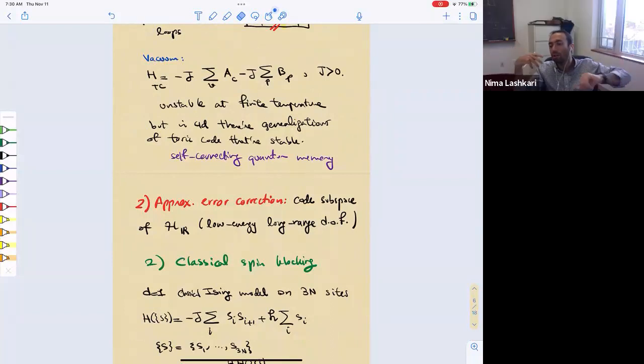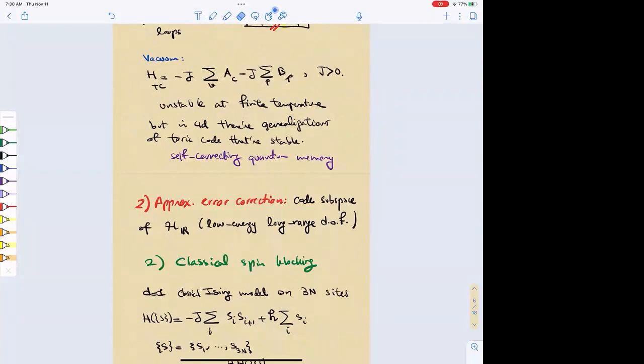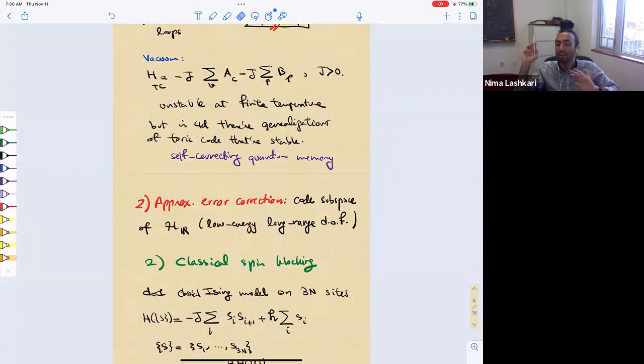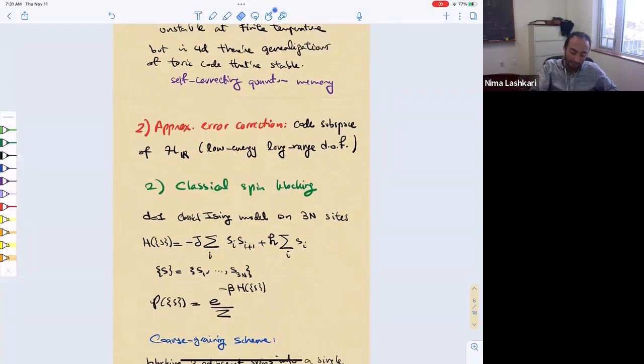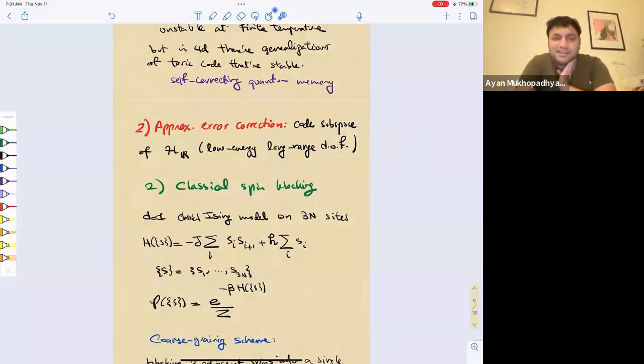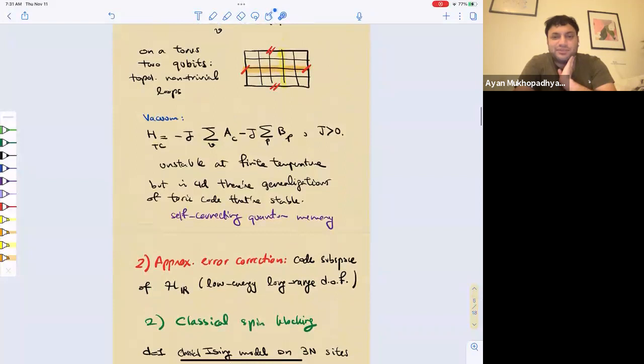But yes, there's a long literature on this. There's tons of stuff. This is an active area of research, but we're not concerned with this. What we're concerned with is this part, approximate error correction. But I wanted to make some connection with what you're saying.